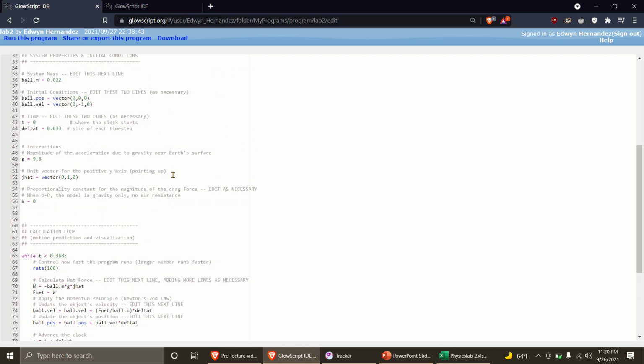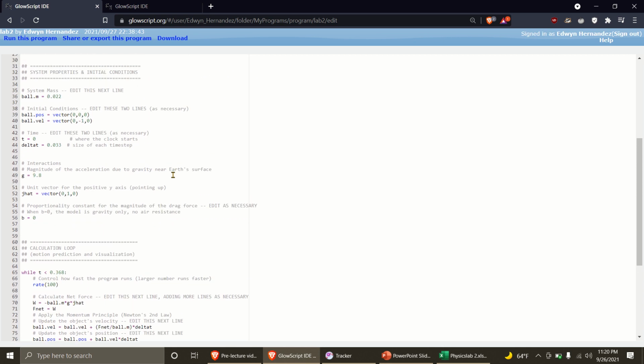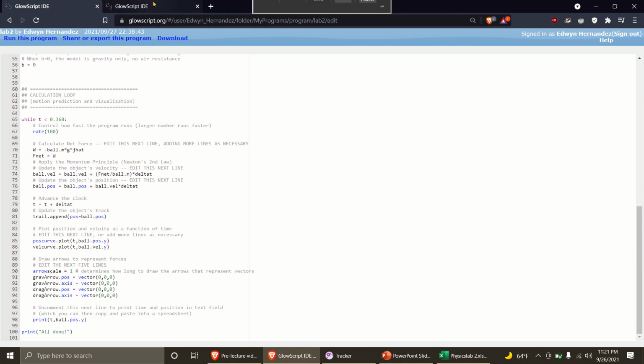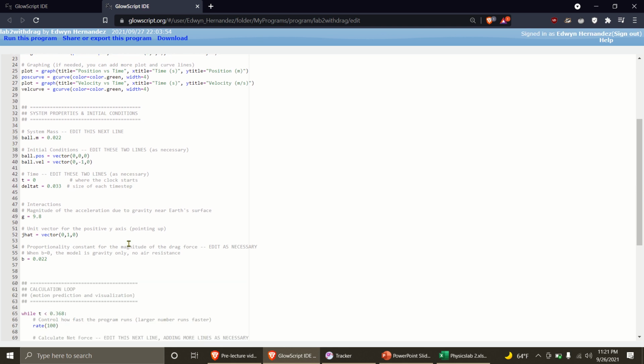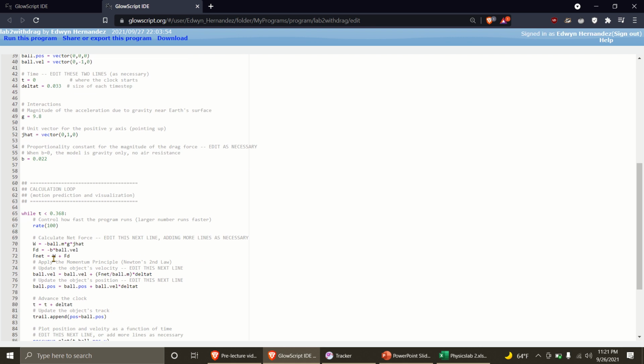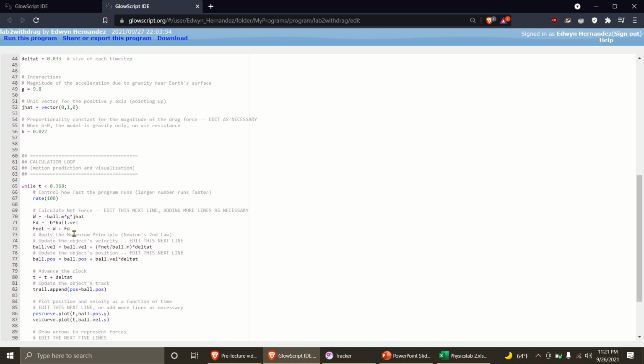For delta t, I put 0.033, which was the number of seconds per frame. So that's why I have my delta t as 0.033. It's the same here as well. The only thing that changes is that my B is different, and my F net is slightly different because I added FD, the force of drag, which is negative B, the proportionality constant of the magnitude of the drag force, times the velocity of the ball.